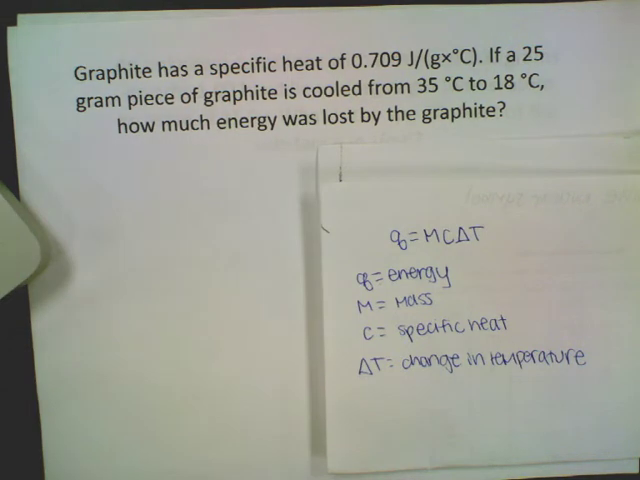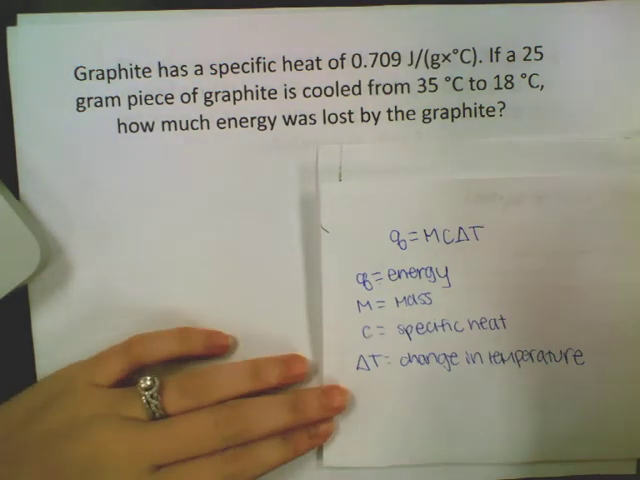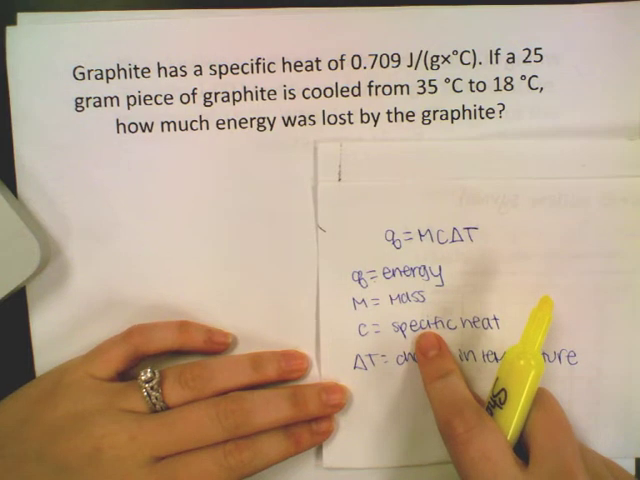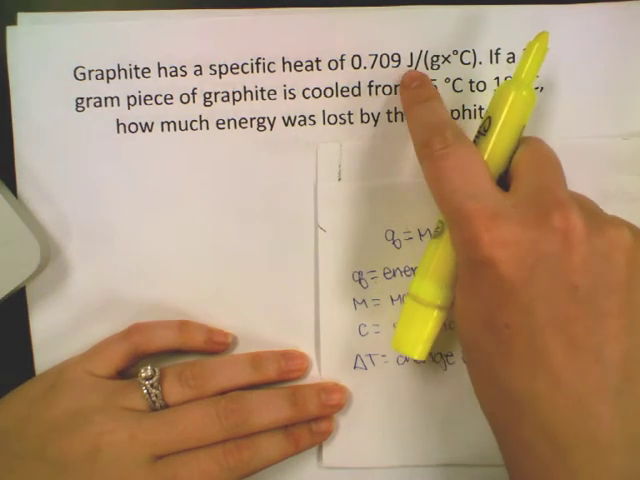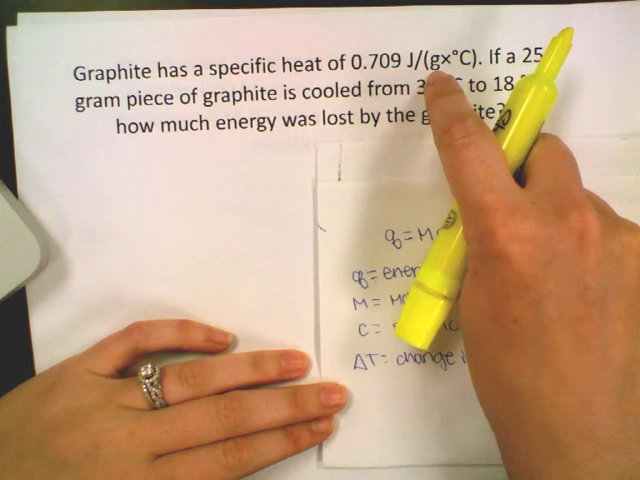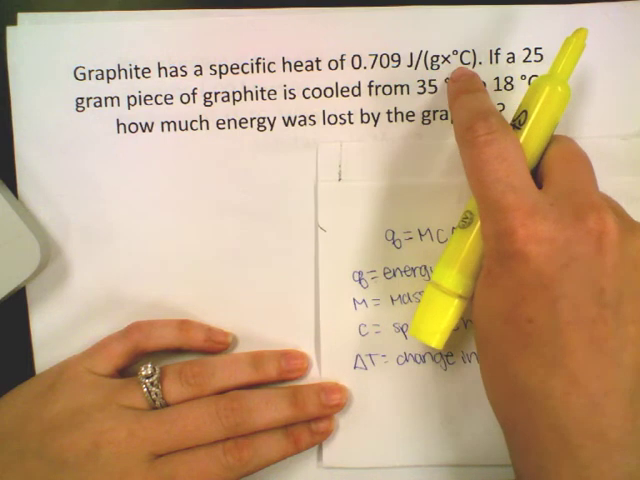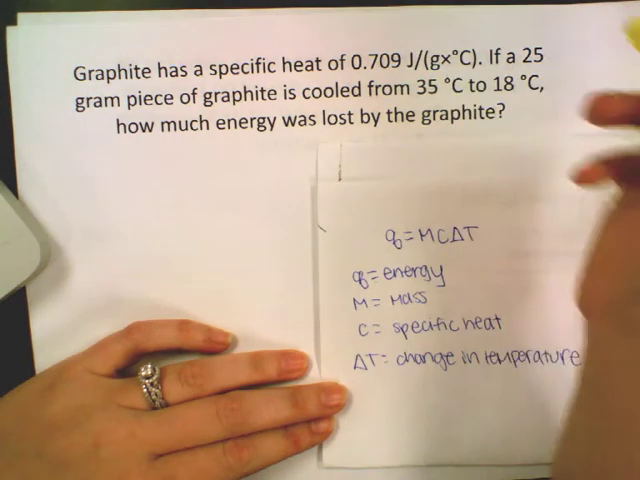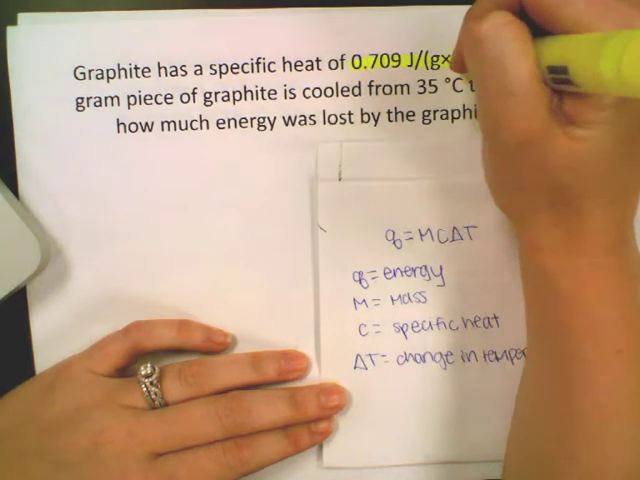If a 25 gram piece of graphite is cooled from 35 degrees Celsius to 18 degrees Celsius, how much energy was lost by the graphite? Okay, so the nice thing about all these chemistry problems is we have units next to all of the numbers to indicate what they are. So we know that specific heat is the amount of energy required to change 1 gram of a substance by 1 degree Celsius. So here we have C, specific heat.